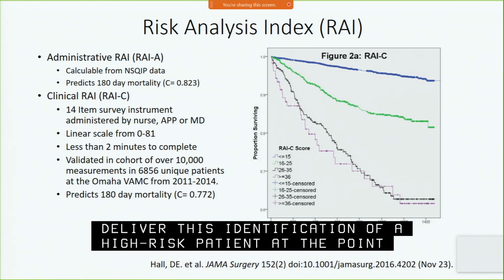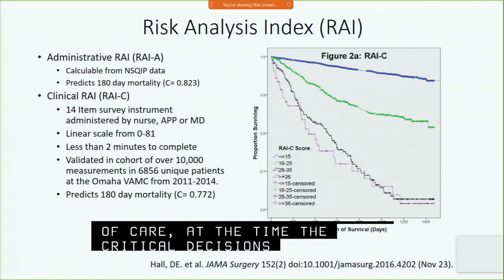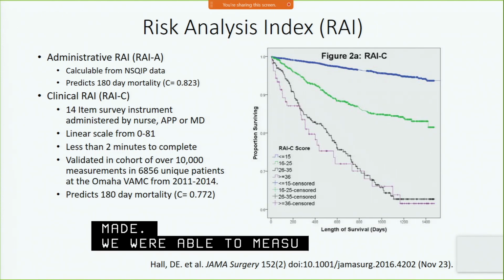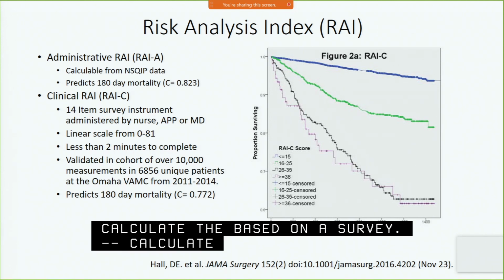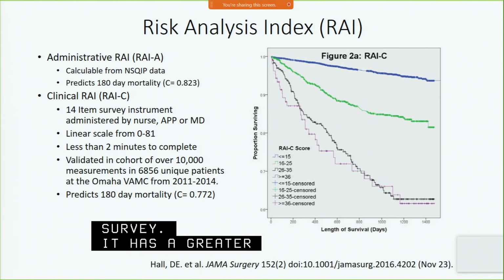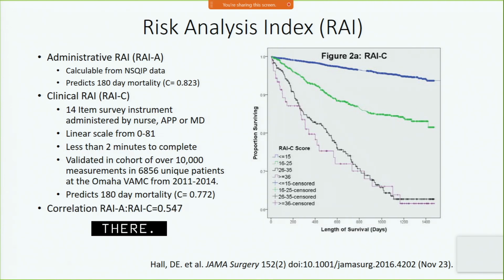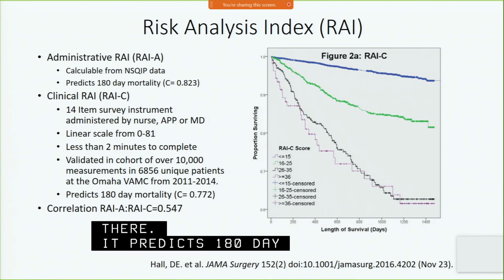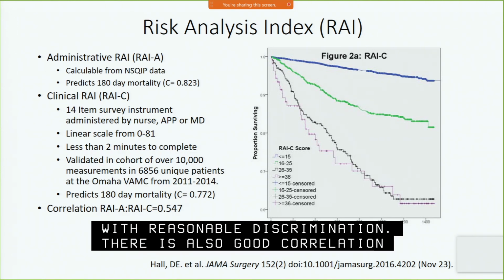So we were able also to measure and calculate the RAI based on a survey. It takes in the initial implementation less than 2 minutes to complete. It has a greater degree of granularity than many of the other frailty metrics that are out there. It predicts 180-day mortality with reasonable discrimination. There's also good correlation between these two, so we can begin to utilize our various data points to make better inferences. But I do want to point out one thing.